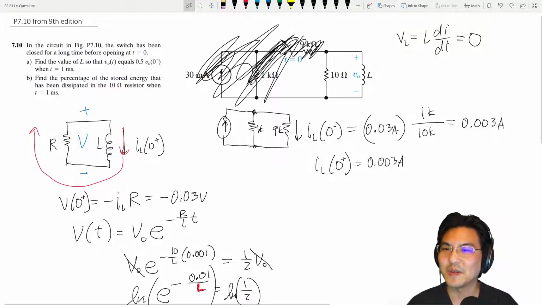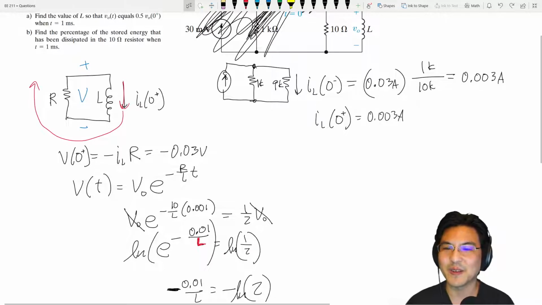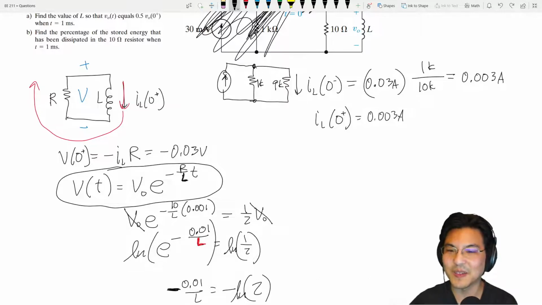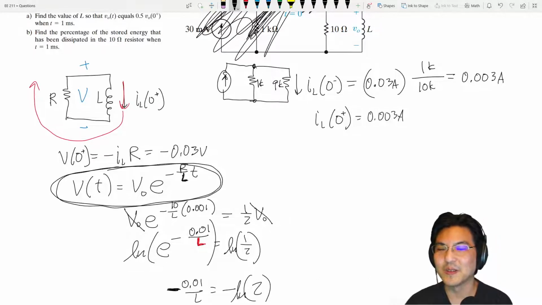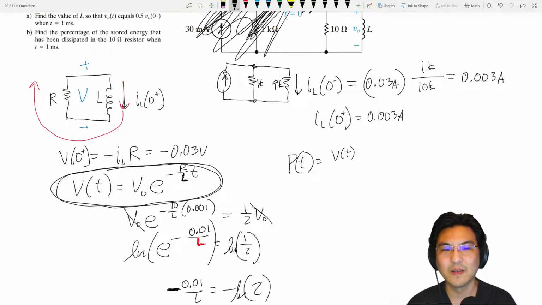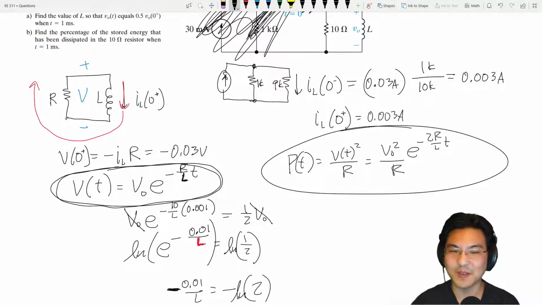Okay, and now we want the stored energy. We already have an expression for the voltage right here, because now we know the value for L. And we know this is minus 0.03. So we've got an expression for voltage. So what is the power? For the resistor, the power as a function of time is V squared over R. Let me square this: V naught squared e to the minus 2R over L t, and let's not forget the over R. So this is power as a function of time for the resistor.